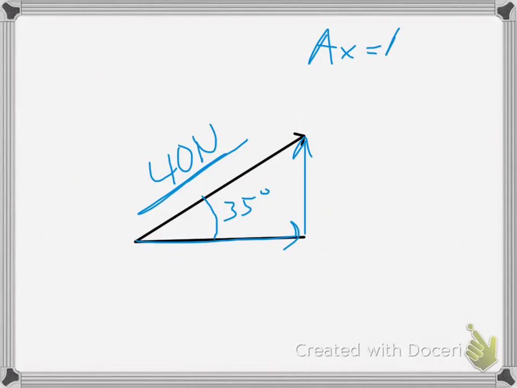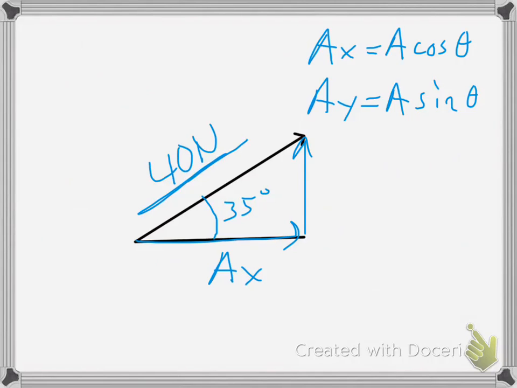AX equals A cosine theta, and AY equals A sine theta. Okay? This being AX, and this being AY. This A in both of these equations is this value right here at the angle. So A would be 40 newtons. And of course theta would be our 35 degrees.